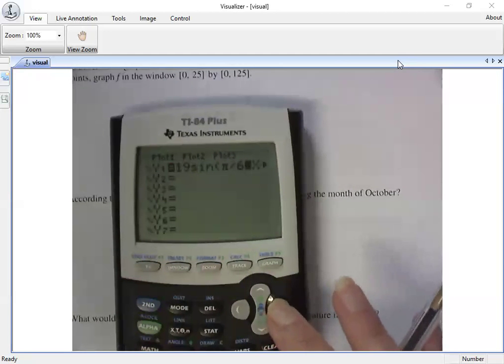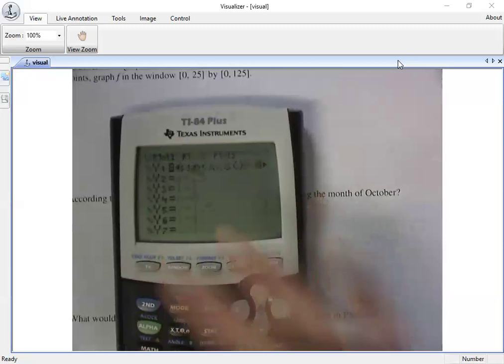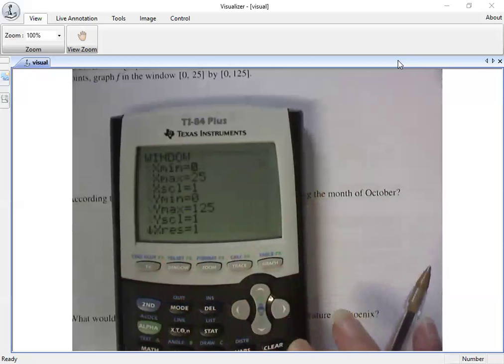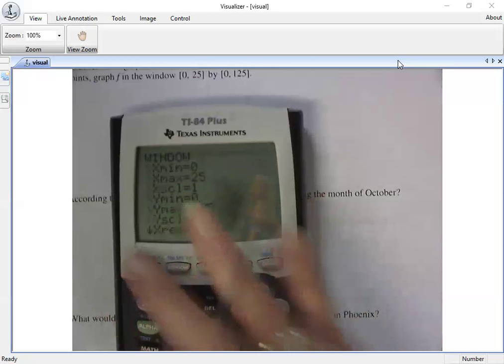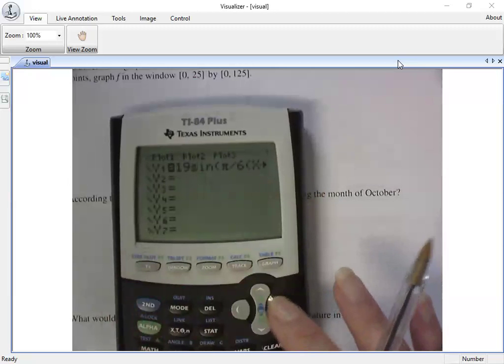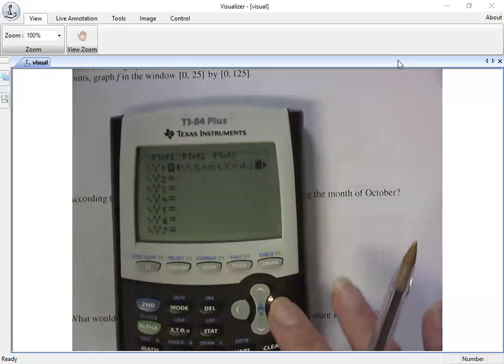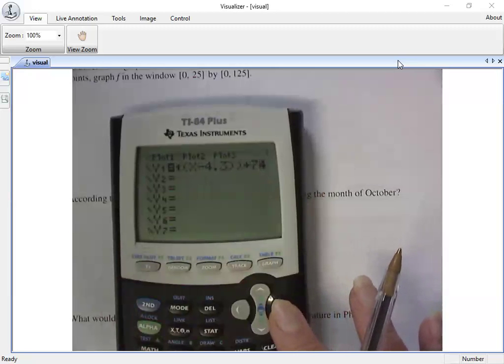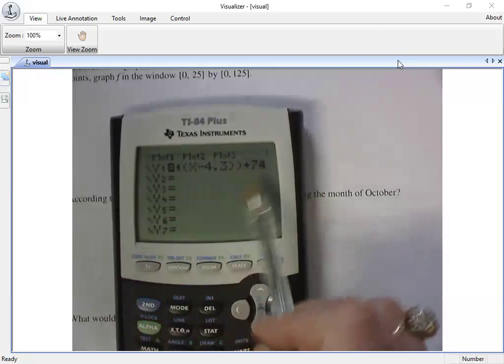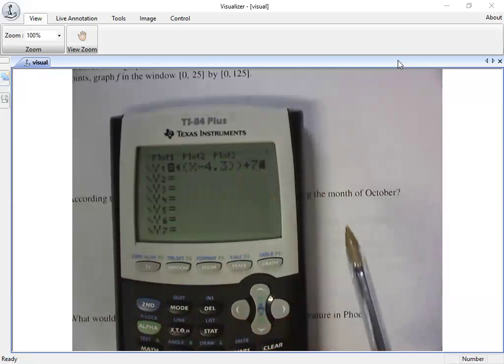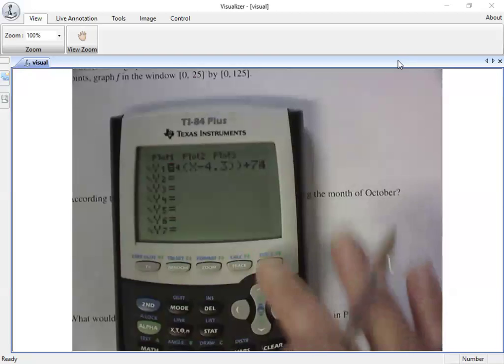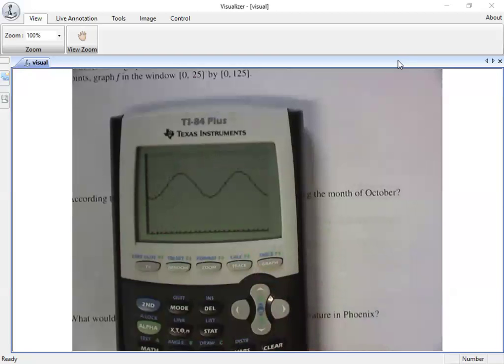What did you put for your window? 0 to 25 on your x scale and 0 to 125 on your y. Let me check my y equals again. We had 19 times the sine of pi over 6, x minus 4.3, plus 74. Did you make sure you had closed off all the parentheses before the plus 74? I have 2 sets of parentheses, because I'm pretty sure that's what we need.